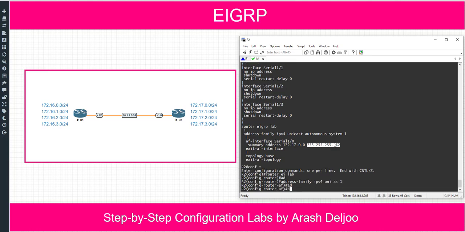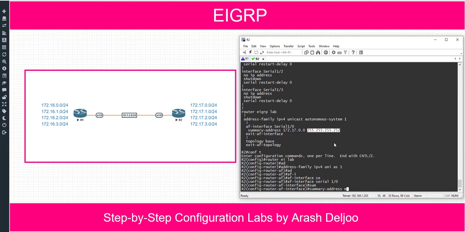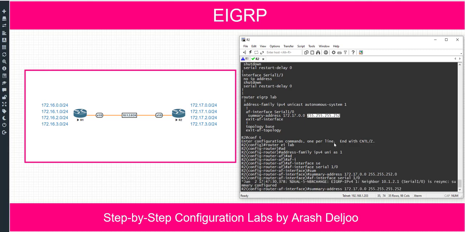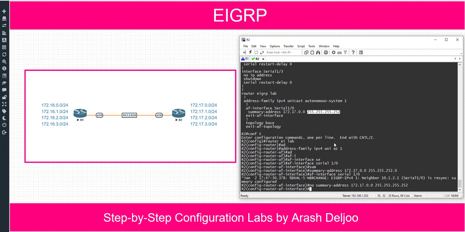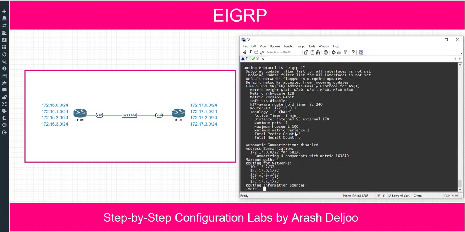Router eigrp lab, address-family ipv4 unicast autonomous-system 1, and then here on the af-interface serial 1/0, please summary-address 172.17.0.0 255.255.252.0, and let me remove the previous /30 command. This is our command now. This is the do show ip protocols result. As you can see now, here we have summarization to /22.